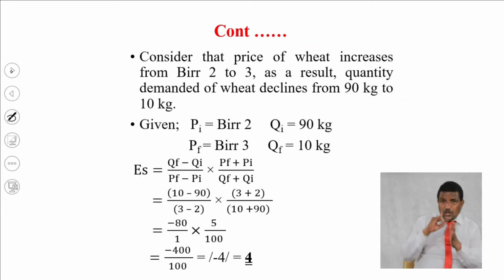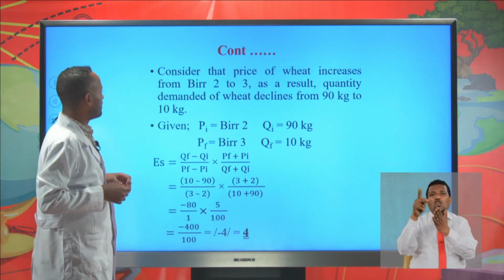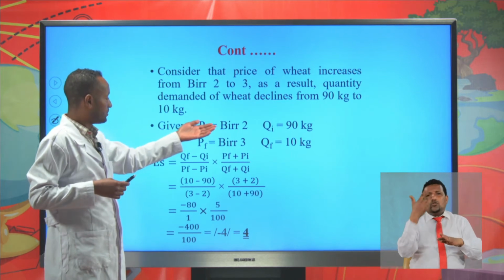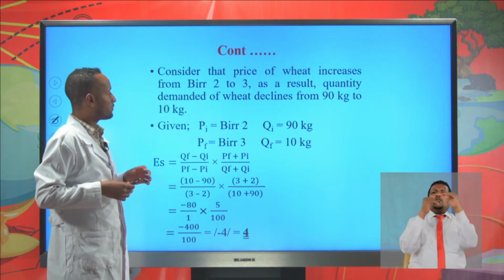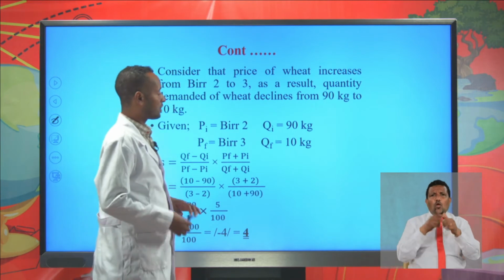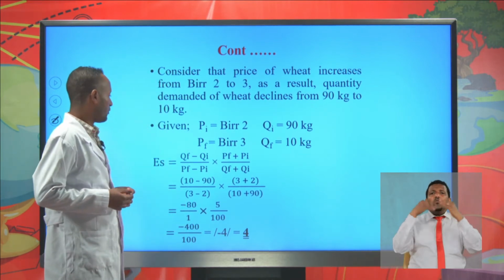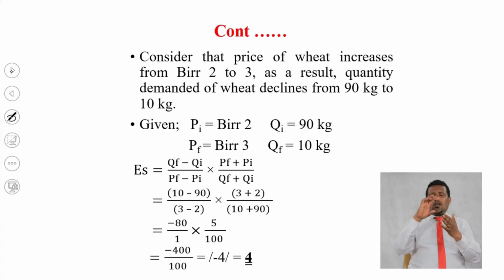This is the way of calculating the elastic range. For example, consider that the price of wheat increased from birr 2 to birr 3. That means the price was initially birr 2 and finally it increased to birr 3. As a result, the quantity demanded of wheat declines from 90 kg to 10 kg. That means the initial quantity is 90 kg and the final quantity is 10 kg. When we substitute this information into the arc price elasticity of demand formula, we get 4, which tells us the buyer is elastic.